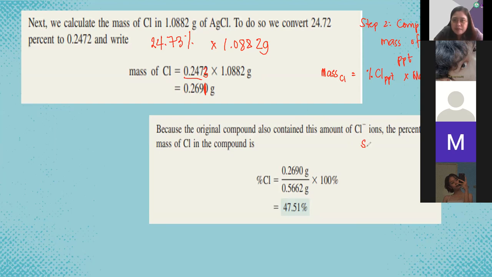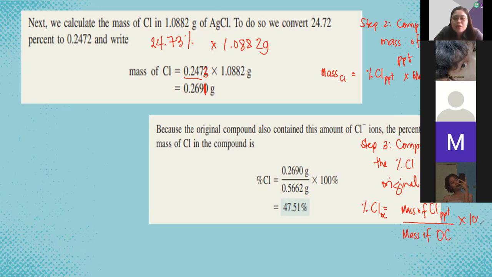Now let's have the step 3. And this is the final step. This is now the computation of the percent chloride in the original solution or original compound. Ito naman ang hinahanap, di ba? Gaano karami daw si chloride sa original compound natin. So ano yung formula natin dito? Percent chloride for the original compound is equal to the mass of chloride in the precipitate divided by the mass of original compound times 100.